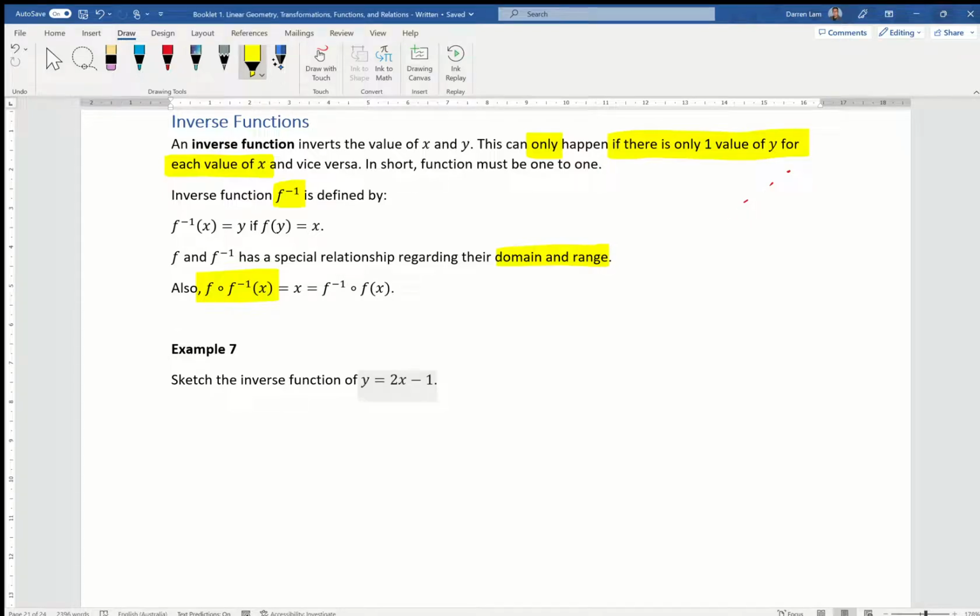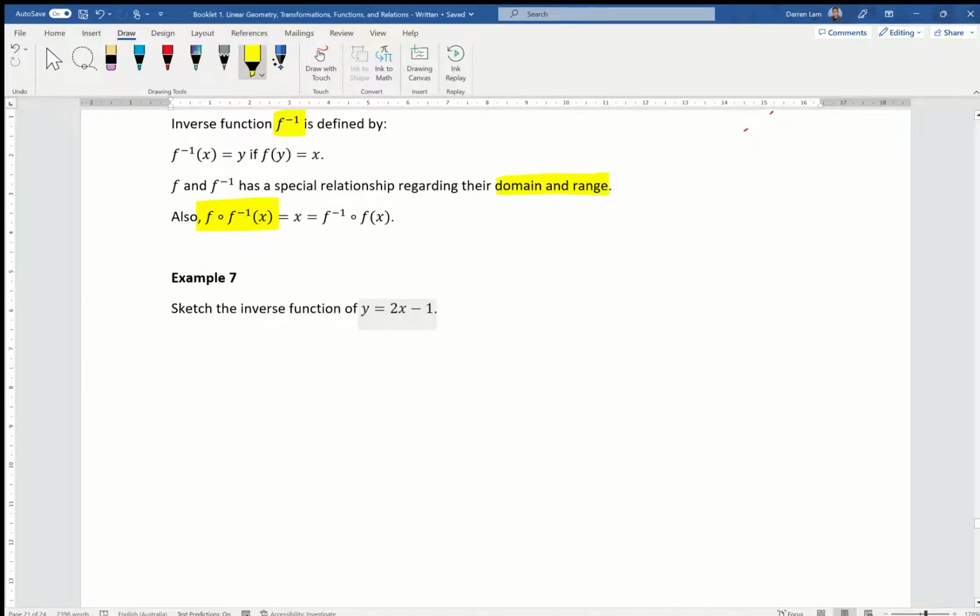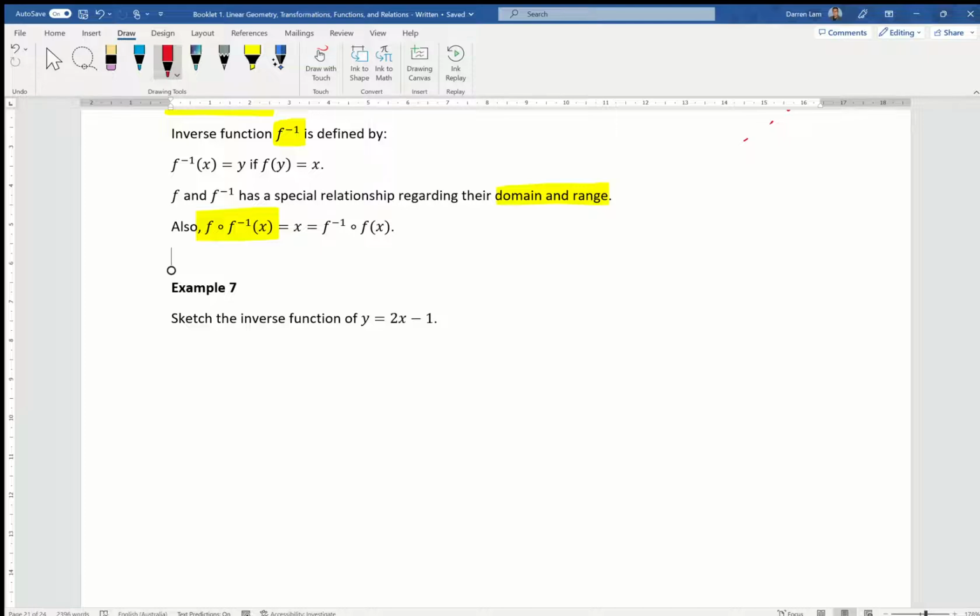Great. Let's put that into practice. So very briefly, we're just going to look at this function here, which says sketch the inverse function of y equals 2x minus 1. We take this both ways. It's a very basic function. This is more just as a quick example.